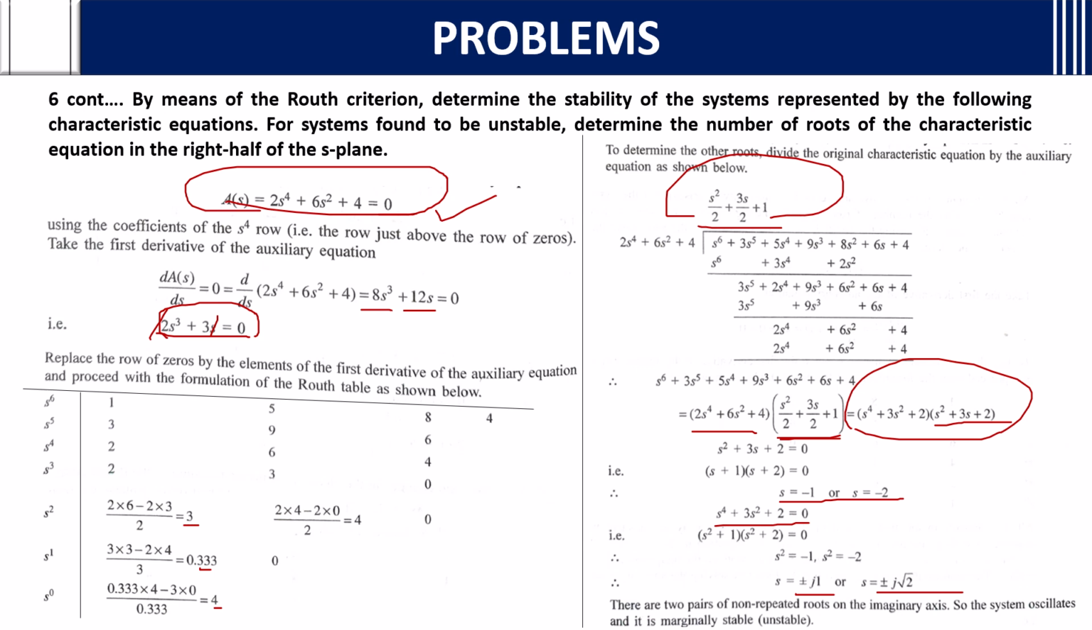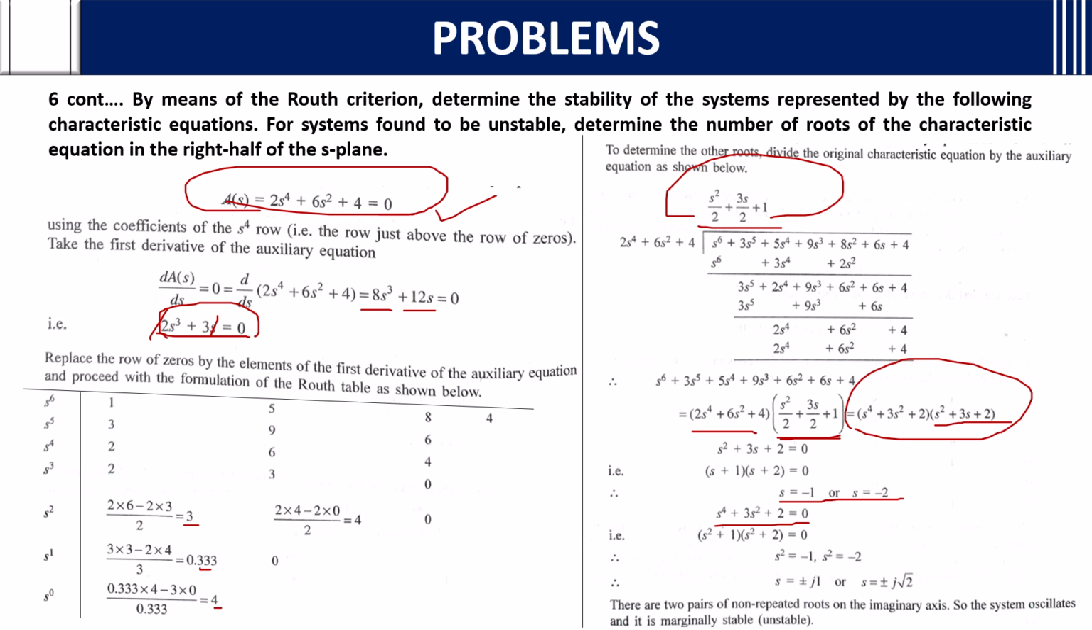So there are two pairs of non-repeated roots on the imaginary axis. This is one imaginary root, this is another imaginary root. They are non-repeated. For example, if it is plus or minus j1 once and plus or minus j1 a second time, then it is repeated. Here they are different roots, not repeated. So the system oscillates and it is marginally stable. Marginally stable is, anyway, not fully stable.